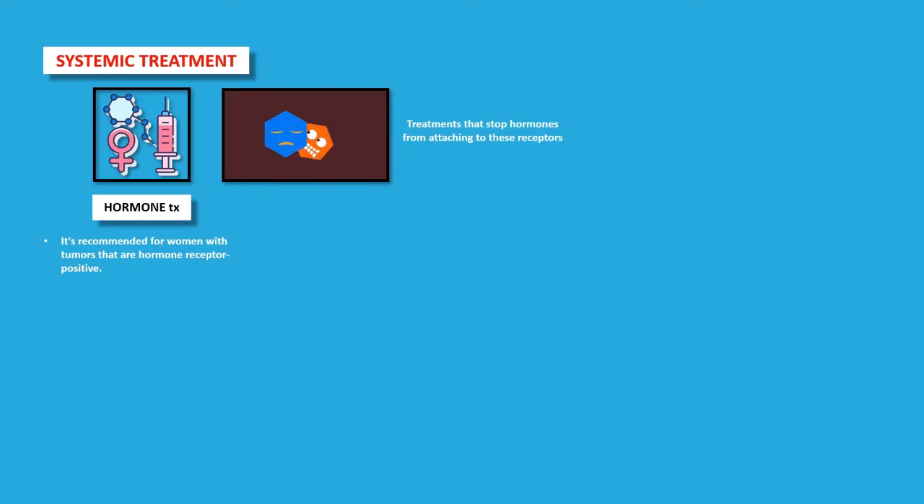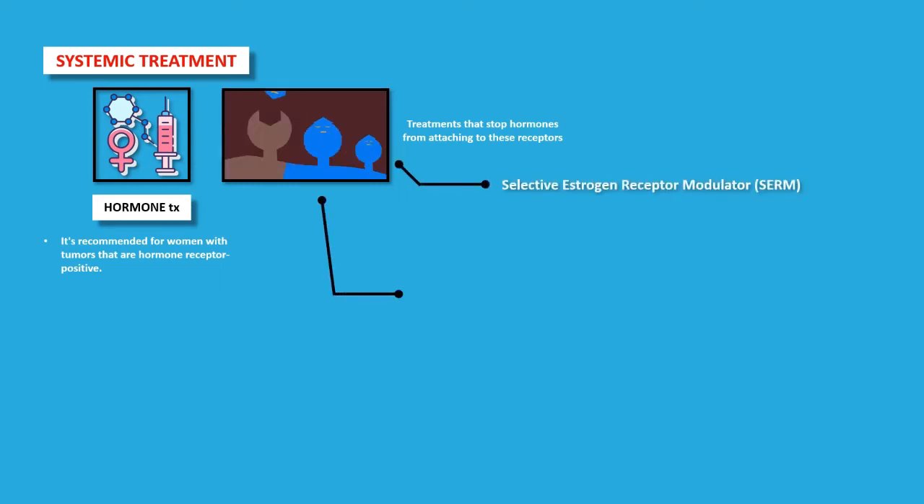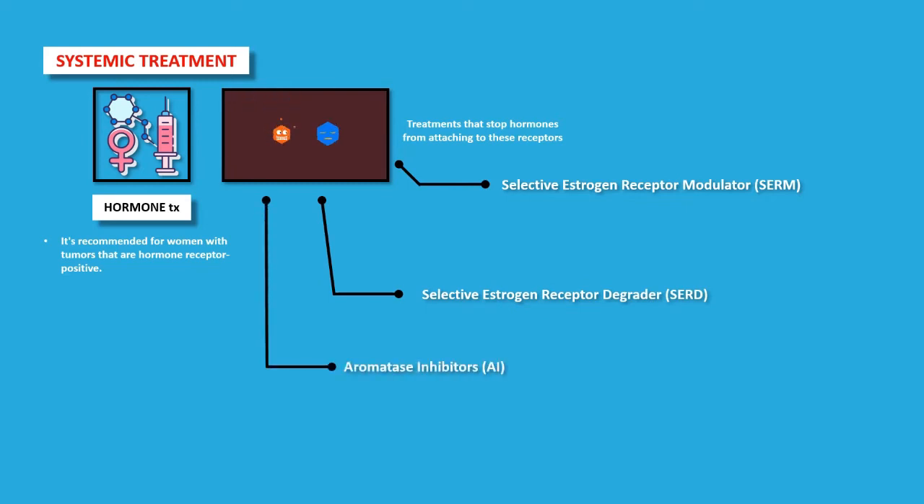We can divide the drugs used for hormone therapy into three groups, namely the selective estrogen receptor modulators, the selective estrogen receptor degrader, and lastly, the aromatase inhibitors. Here are some drugs that work by stopping estrogen from fueling breast cancer cells to grow. Tamoxifen blocks estrogen receptors on breast cancer cells. It stops estrogen from connecting to the cancer cells and telling them to grow and divide.